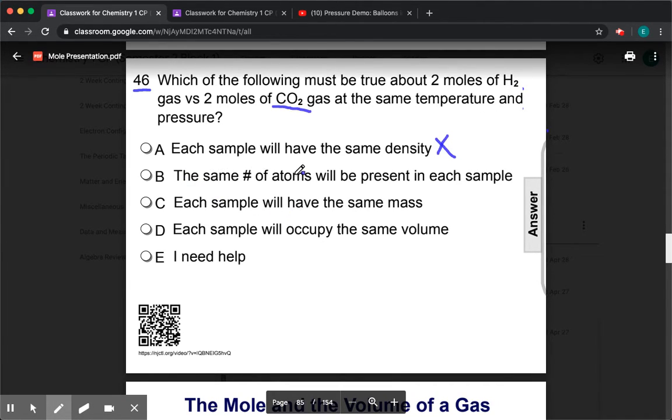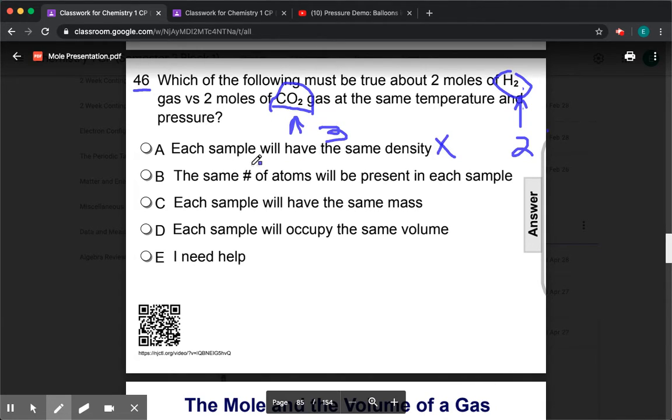B, the same number of atoms will be present in each sample. This one you have to be careful with because these are not individual atoms. These are molecules. They're molecules because they're made up of more than one atom. Okay? So in one hydrogen molecule, there are 2 atoms. You have 2 H's. In one carbon dioxide molecule, you have 3 atoms. You have 1 carbon and 2 oxygen. So there are 2 atoms in this one, and there are 3 atoms in this one.